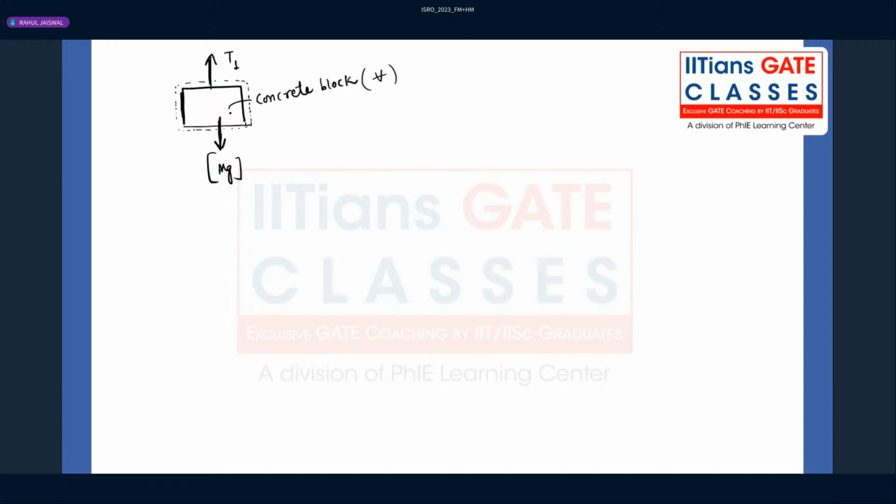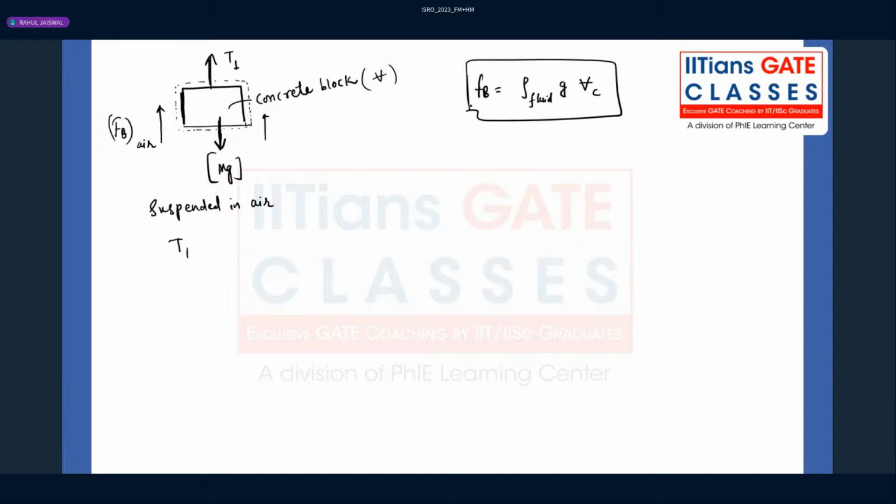Tension in the rope when it is suspended in the air. If it is suspended in the air, of course there will be some buoyancy force by air, but that buoyancy force will be rho of the fluid times g times the volume of that concrete block. But here rho of fluid is such a low value compared to the density of the concrete block that we are neglecting the buoyancy force.